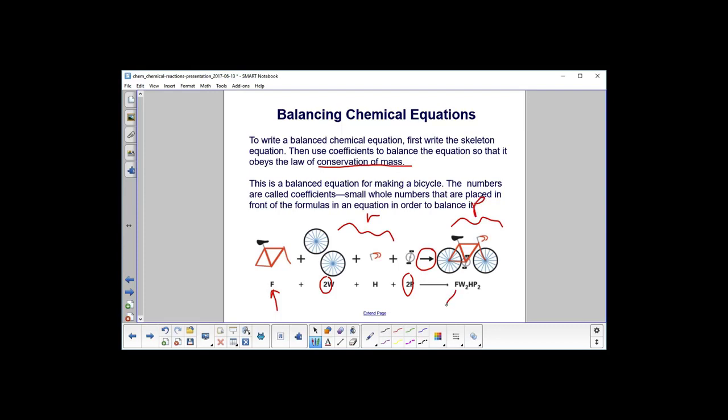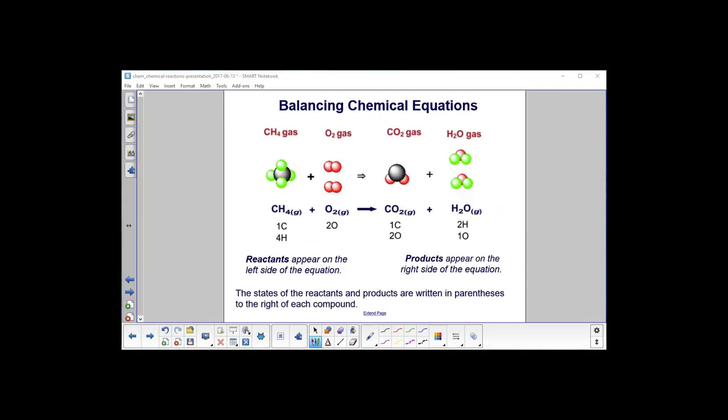And what do we have? We have 1 frame. There's 1 F. We have 2 wheels. We have 1 handlebar. And we have 2 pedals. And you'll notice on each side we have the same amount of frames, wheels, handlebars, and pedals. And that's due to the conservation of mass. We'll now leave the bicycle repair shop and talk again about chemistry.